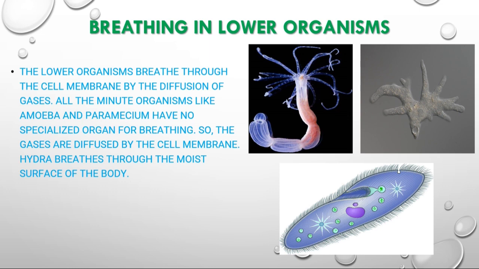So the gases are diffused through the cell membrane, and hydra breathes through the moist surface of the body. Here also we can see diffusion occurs in the hydra for the exchange of gases, but through the moist surface of the body. This is the hydra image, this is the amoeba image, and this is the paramecium image. Hope you have understood the breathing in lower organisms like amoeba, hydra, paramecium. So let's move to the next slide.